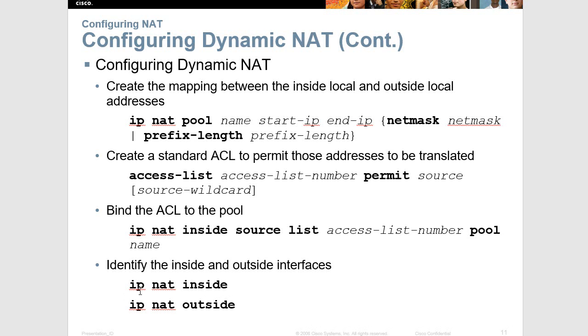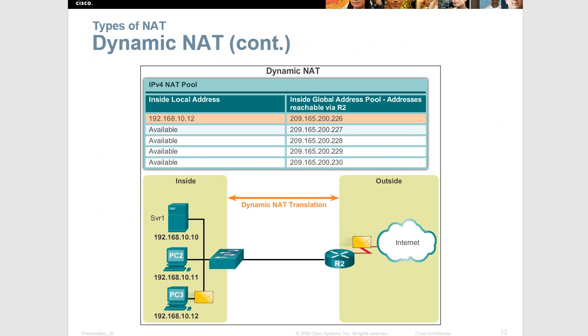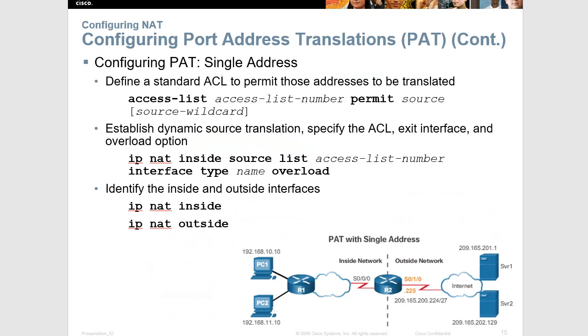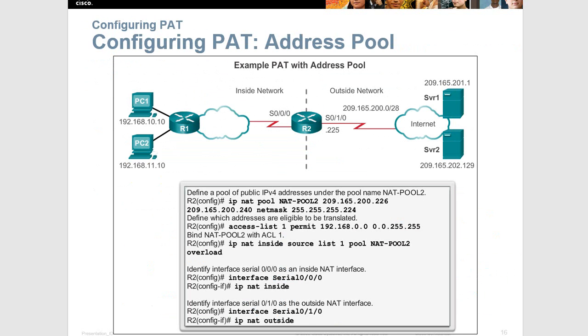Then you're going to do an IP NAT inside and IP NAT outside, just like we did with the static NAT configuration. Okay, so moving along, here's what the pool would look like. Actually, let's take a look down here. Here's what the commands would look like in command prompt.